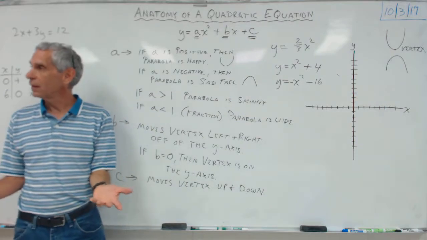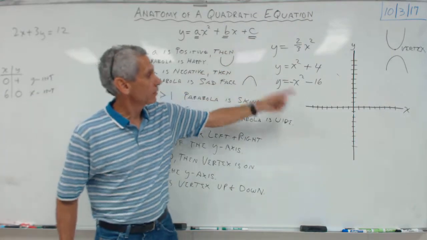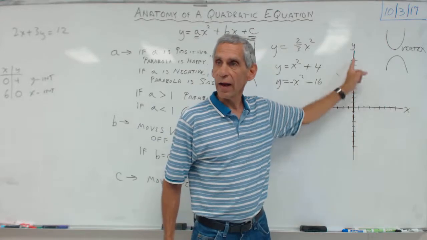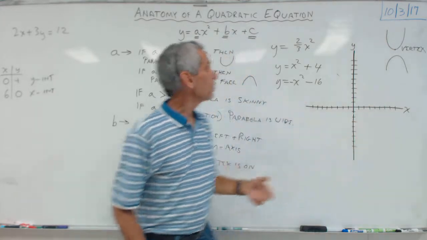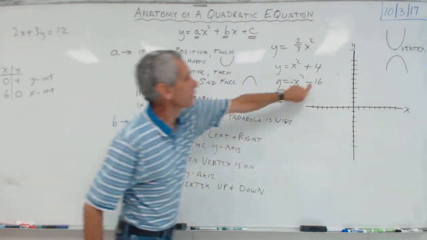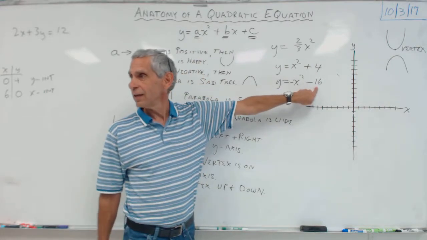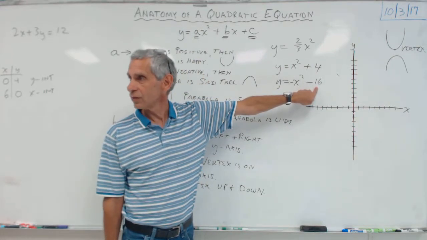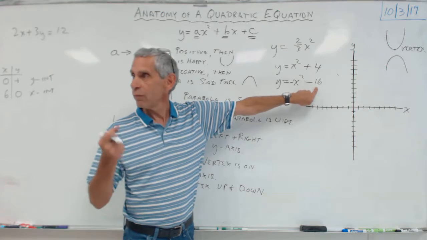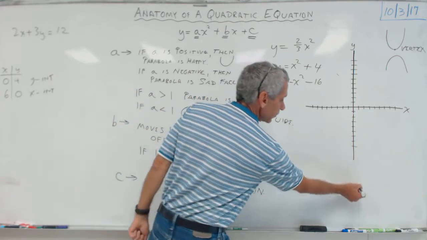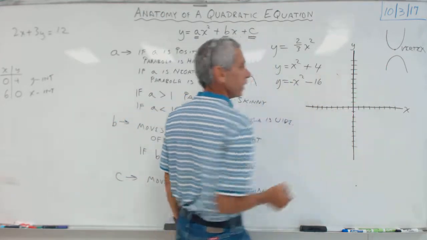C, exactly. So C is always a point on your y-axis, always, right? So immediately when you see a quadratic equation, I know that C is a point on the y-axis, always. I've got a point right now, right? Negative 16 is right there. 4 is right there, right?